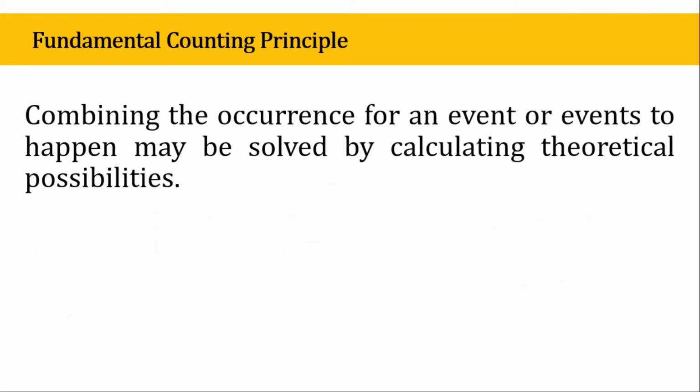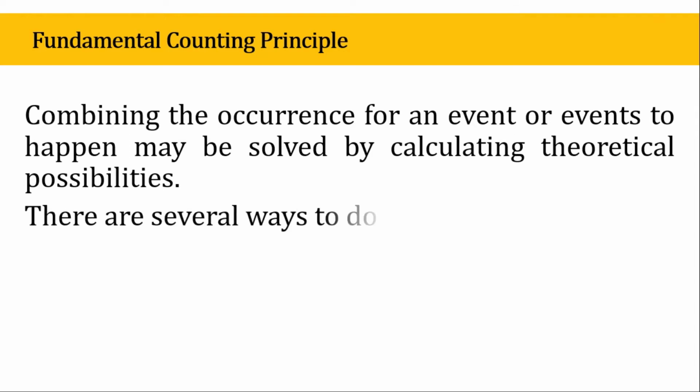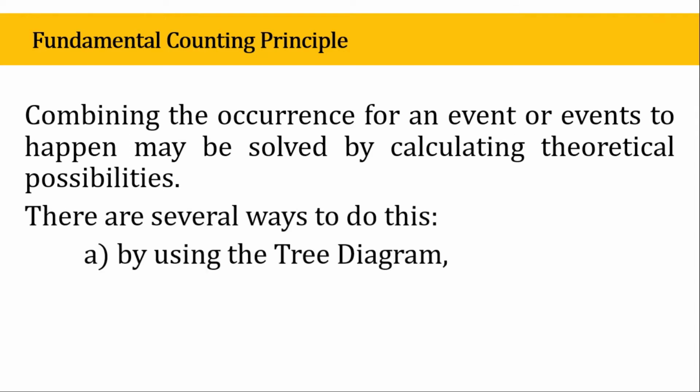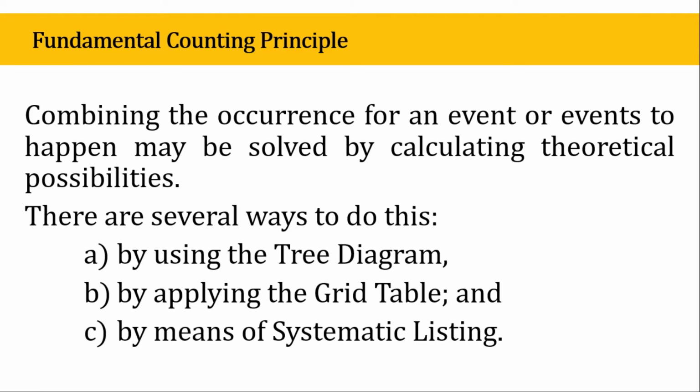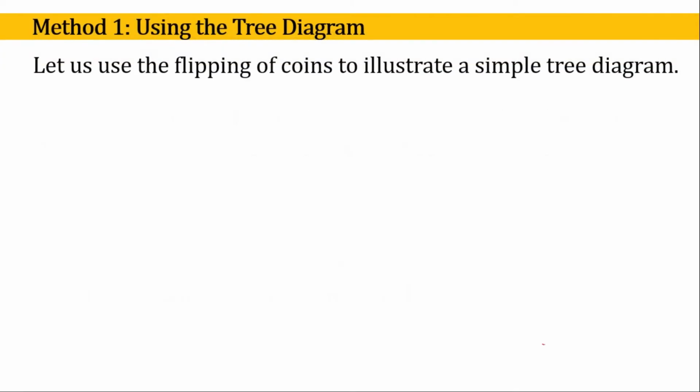Combining the occurrence of an event or events may be solved by calculating the theoretical possibilities. There are several ways to do this. First is by using a tree diagram. Second is by using a grid table. And third is by systematic listing. So let's start with the tree diagram.